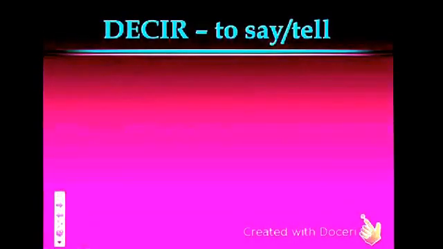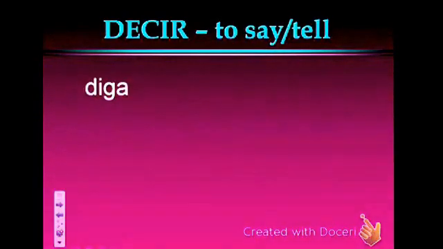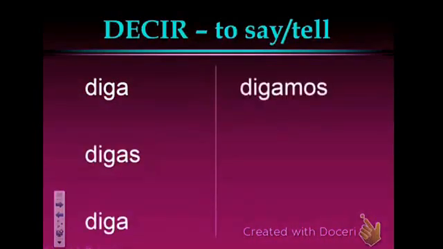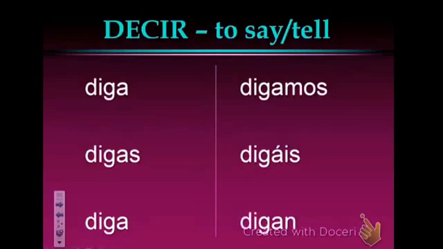Decir. Now remember this is a go-go verb. So the yo form is digo. So the present subjunctive of decir would be diga, digas, diga, digamos, digan.